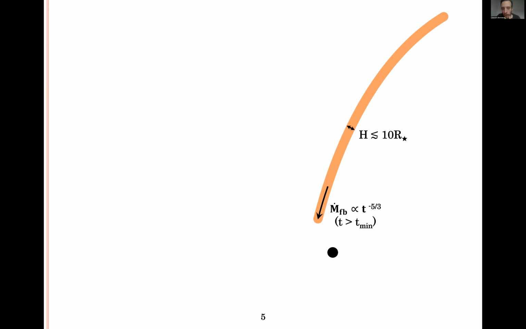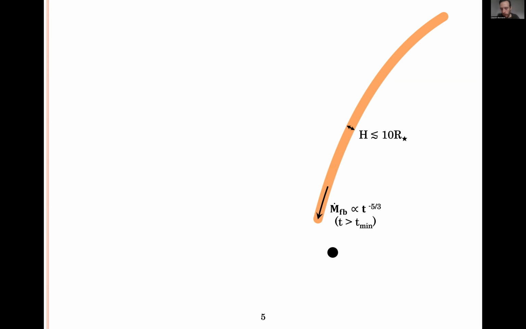All right. So here I just want to pause to say that until that point in time, the gas evolution of TDEs is well understood. This picture I just described has been confirmed by many methods using different numerical techniques and also analytically, even back in the late 90s.